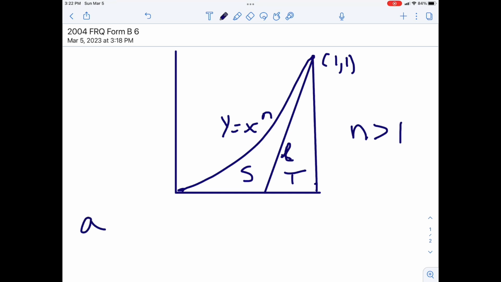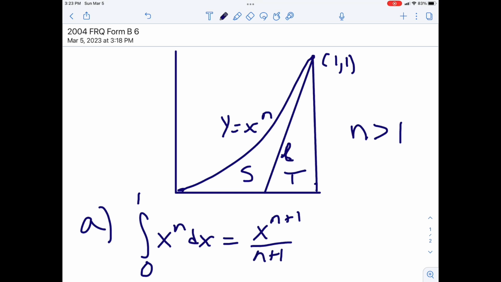Part A says, find the integral from 0 to 1 of x to the n dx in terms of n. So this part isn't too hard. We just need the integral from 0 to 1 of x to the n dx. So this leaves us with x to the n plus 1 divided by n plus 1 from 0 to 1. And we have 1 to the n plus 1 over n plus 1 minus 0. But 1 to the anything is just 1, so we're left with 1 over n plus 1.